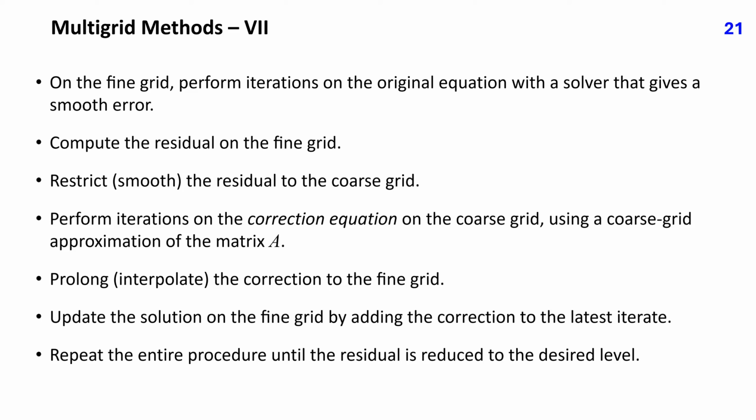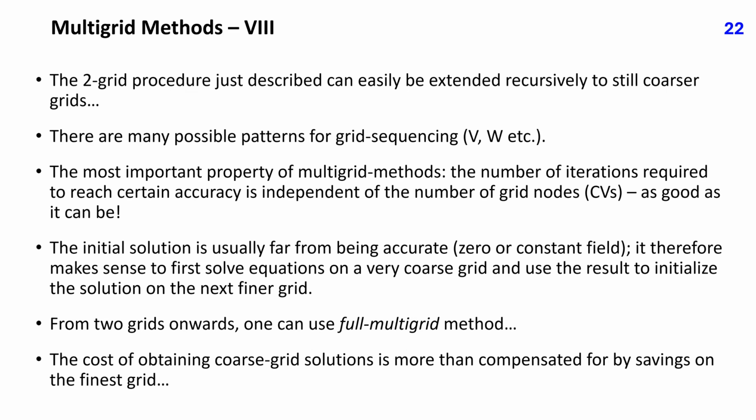The optimal number of iterations performed on each grid depends on the linear equation system used, the problem being solved, and on grid properties like aspect ratio and non-orthogonality. An example will be shown in slide 23. The 2-grid procedure just described can easily be extended recursively to still coarser grids.